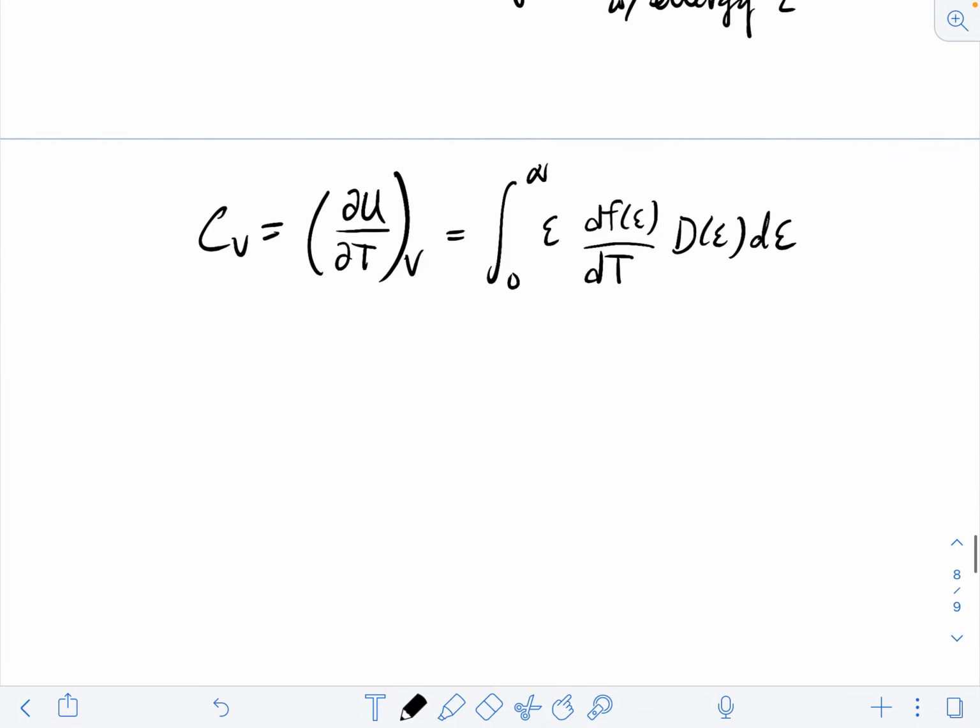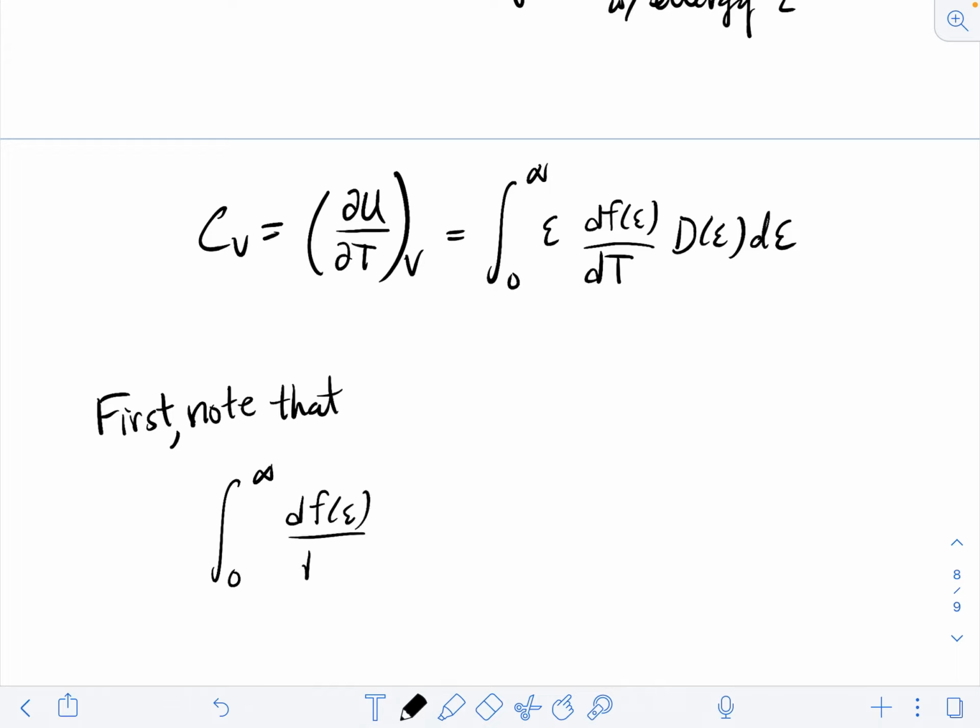So we're going to do a little bit of a trick here. The first thing we'll do is make the following note. First, we note that if we look at a slightly different integral, okay, so this is the same integral except we've dropped the factor of the energy. Now I could change the order of the derivative and the integral, so I could equivalently write this as the following.